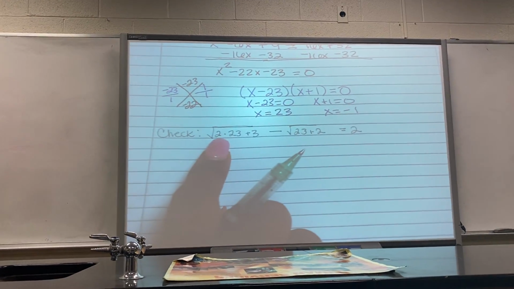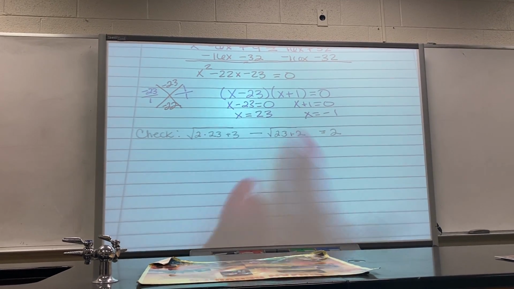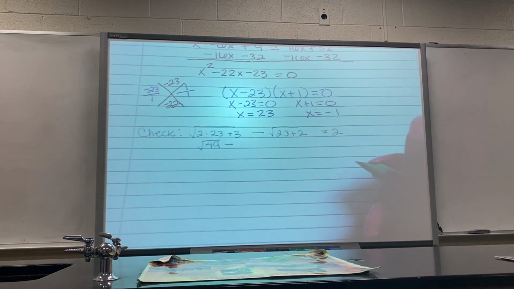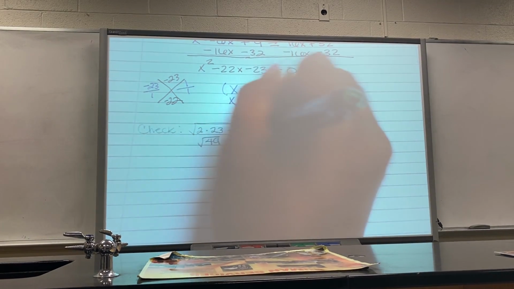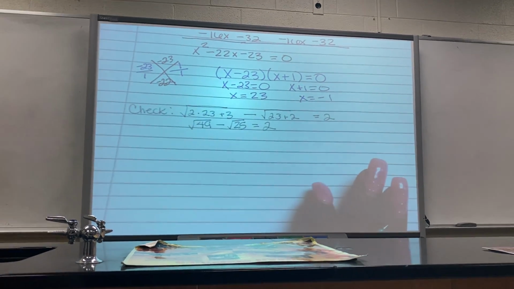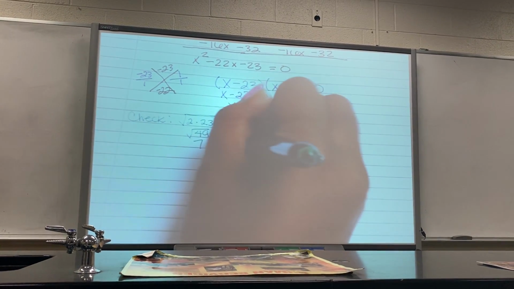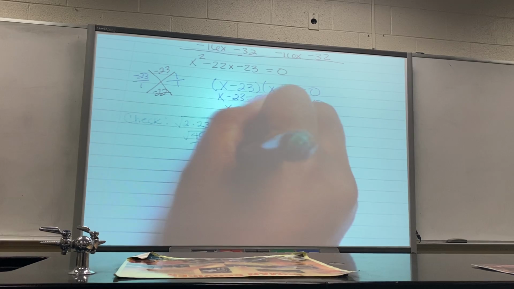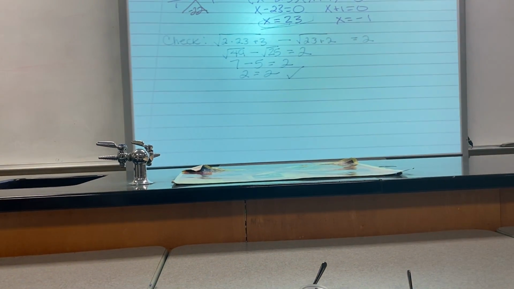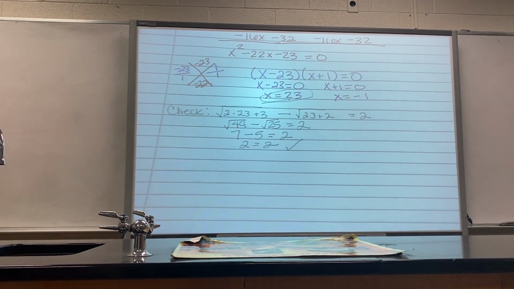Simplifying this, 2 times 23 gives me 46. 46 plus 3 gives me 49. So I have the square root of 49. Minus 23 plus 2 is 25. So I have the square root of 25. And again, that should give me 2. Square root of 49 is 7. Minus the square root of 25 is 5. And that does, in fact, give me 2. So far, x equals 23 is good. Questions on the chat?